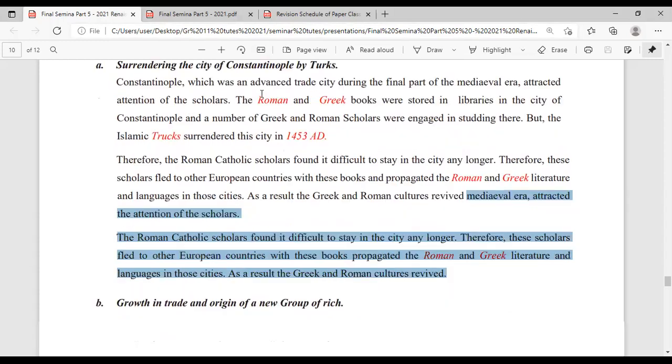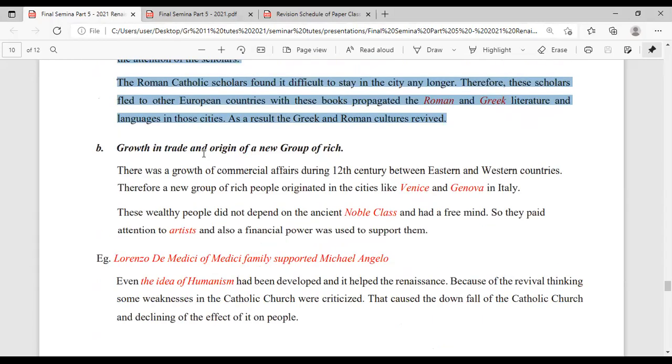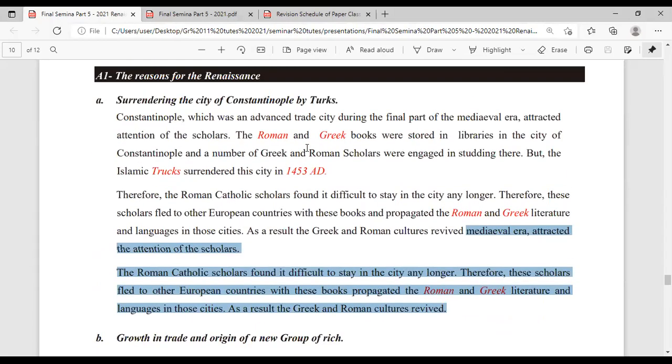Now see the second heading: growth in trade and origin of a new group. Did you complete the blanks here? Complete these blanks, there are 6 blanks. Now, after coming to this class also, if you are writing answers in the old method, I have to come and give a talk. So don't follow that early method, okay? I have seen many of you writing in that way. That's a very bad method and you are not given marks. Those who practice writing answers in this way, they have got A.